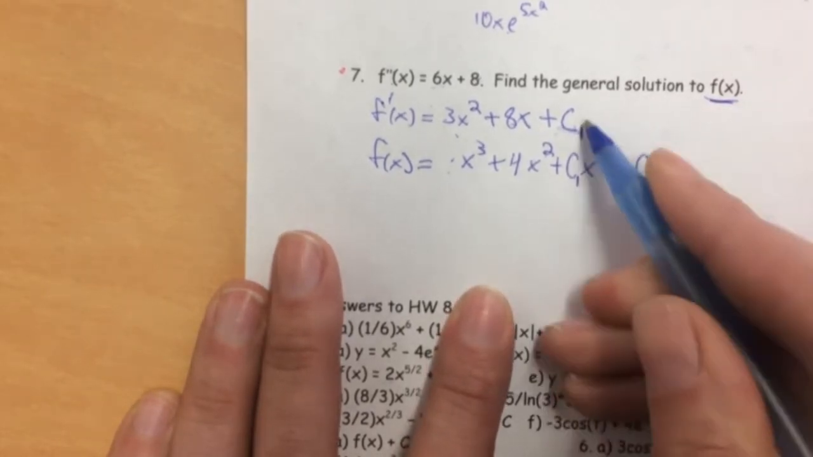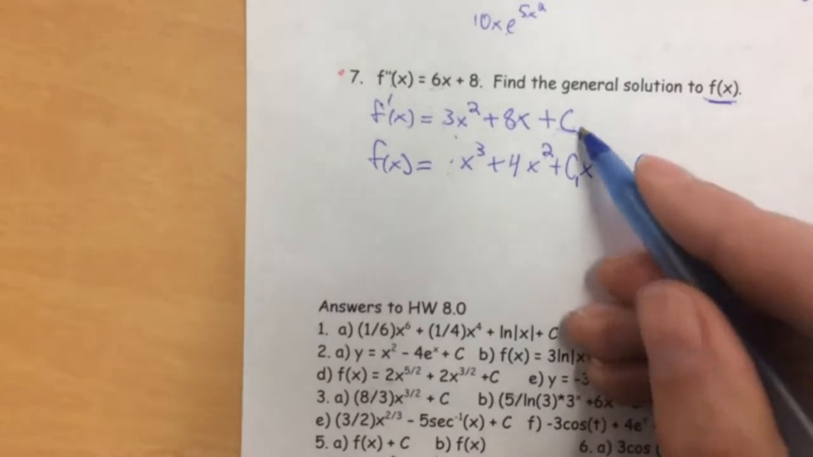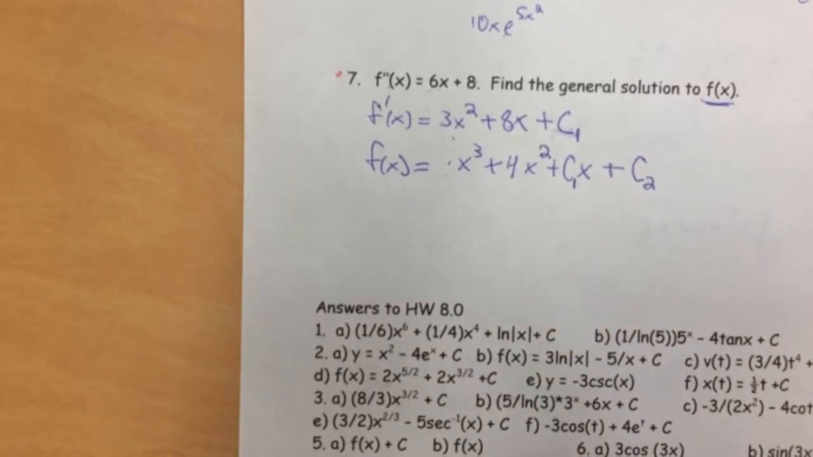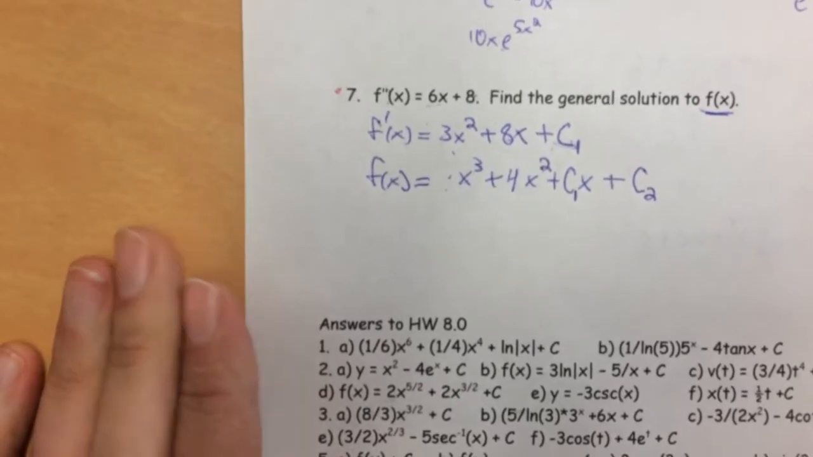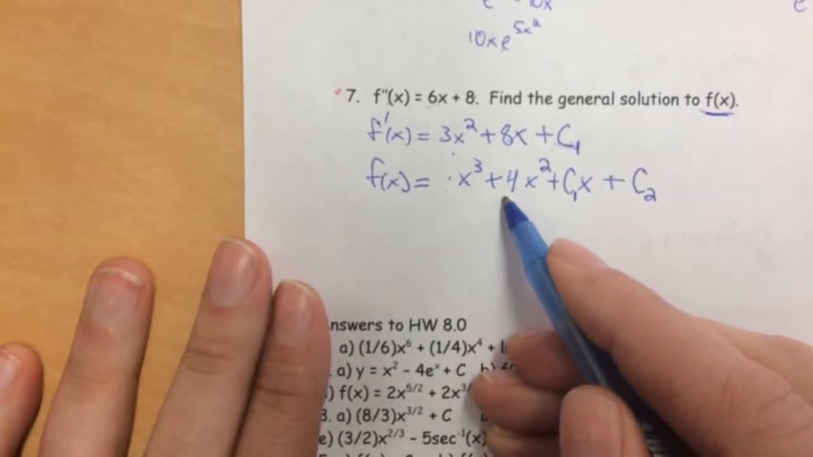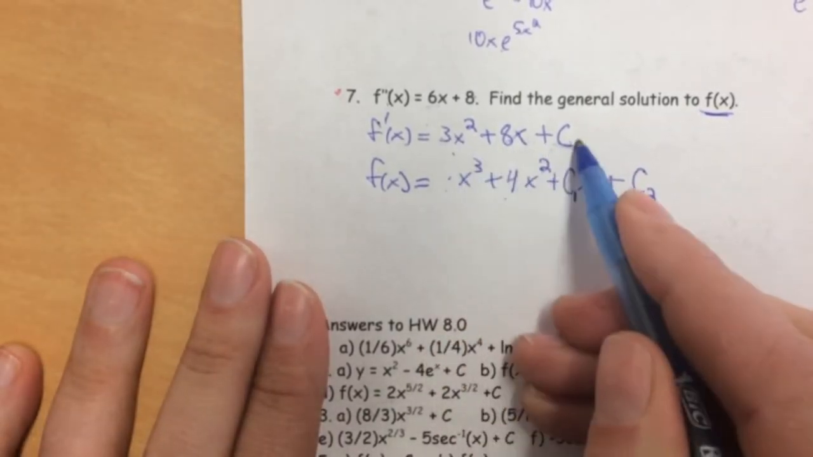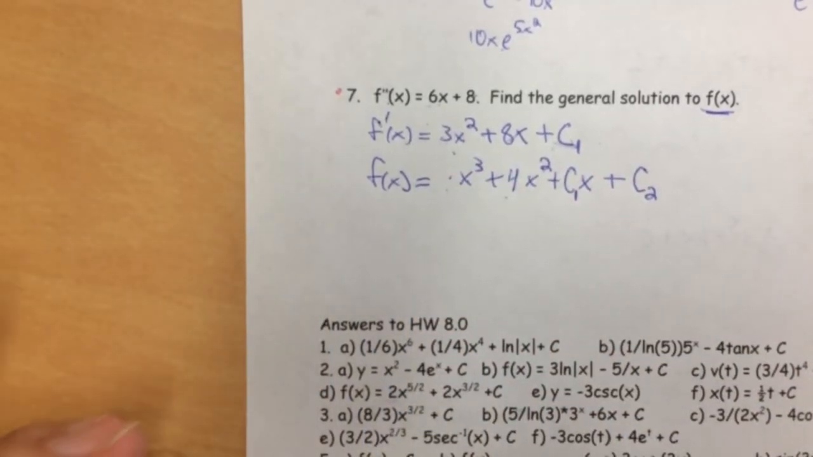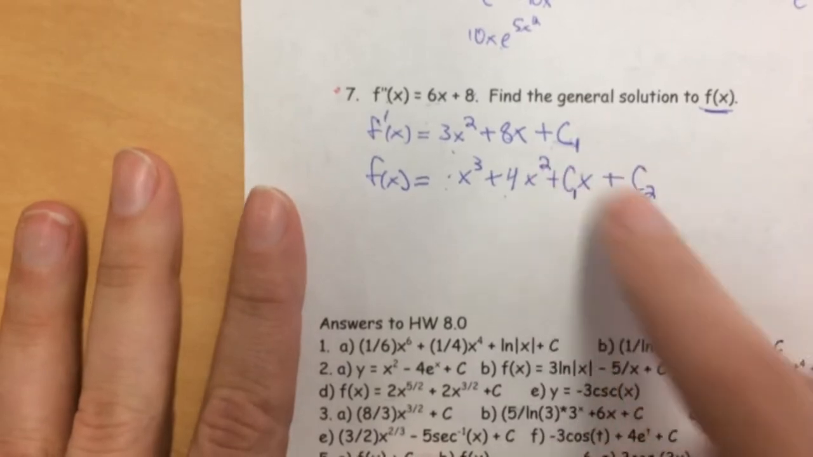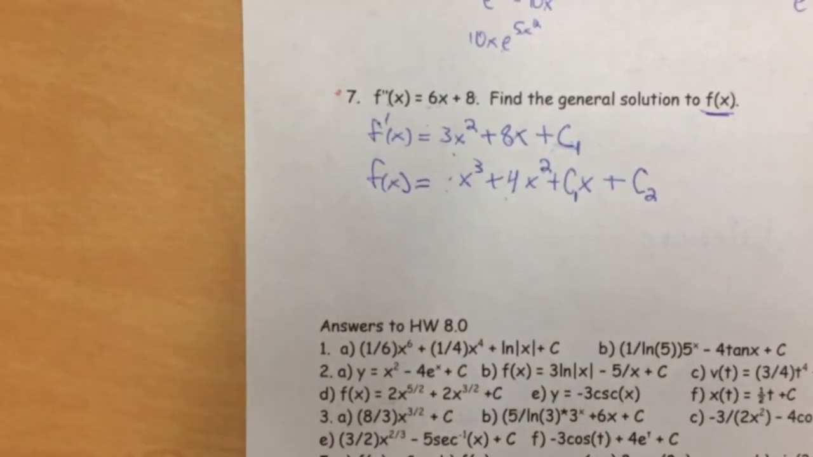So I'm going to go back up here and call this one c1. There are two different constants we could have in this problem. We give them different names because they don't have to be the same. If I do the derivative of this one, I will get f prime of x. If I do the derivative of this one, I will get f double prime of x. Next class, we'll be talking about how to find what these c values are given an initial condition.